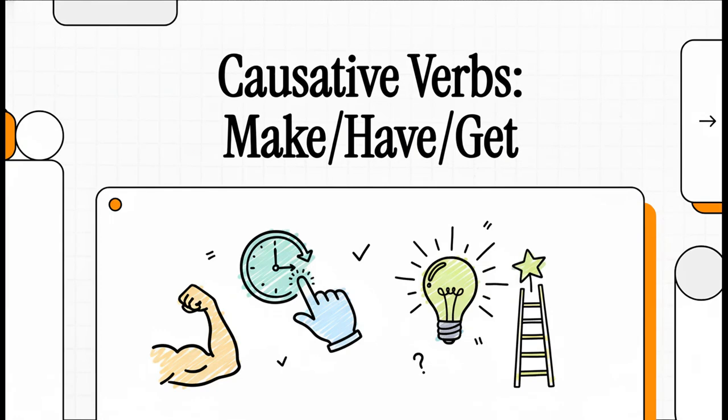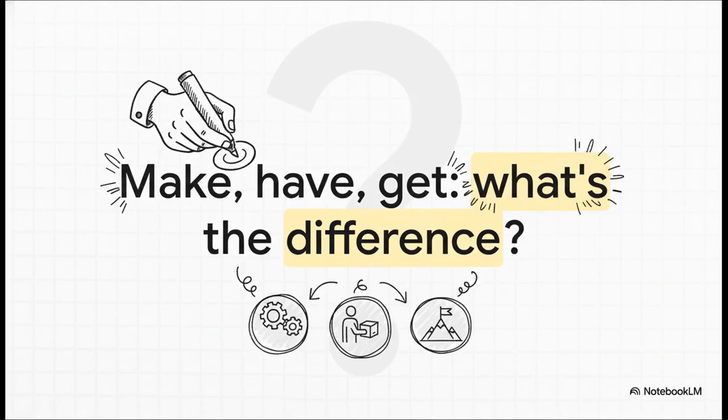Hey everyone, and welcome. Today, we're going to dive into a super useful part of English grammar that, let's be honest, trips a lot of people up: the causative verbs make, have, and get. And trust me, by the end of this, you're going to have these down. So do you make someone do something, or do you get them to do it? I mean, they sound pretty similar, right? But choosing the right one can totally change what you're trying to say. But don't worry, we're about to clear all of that up right now.